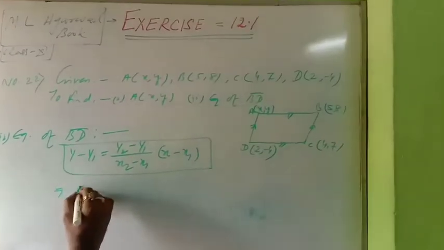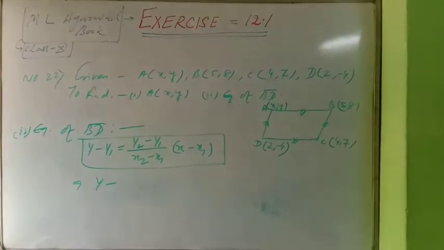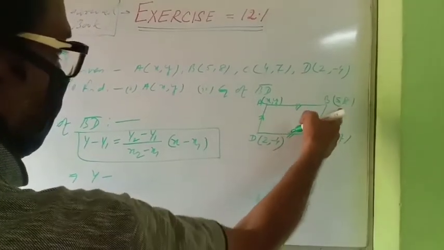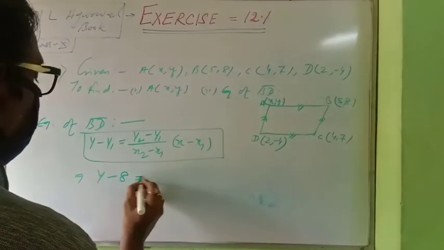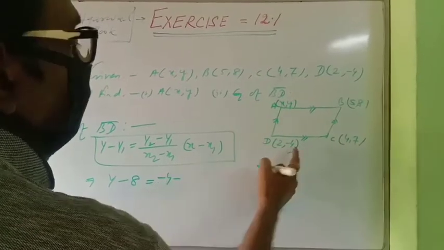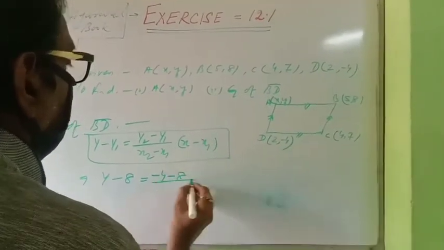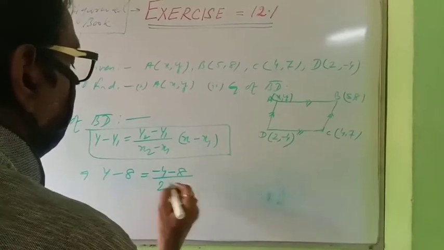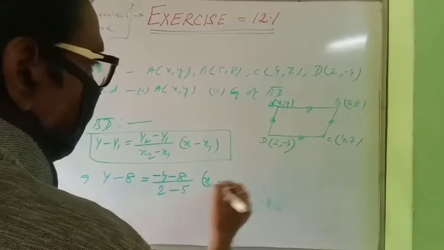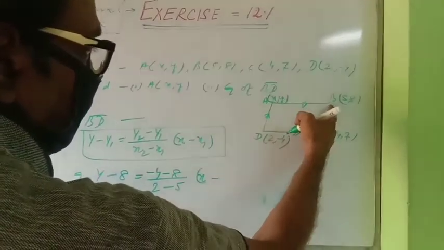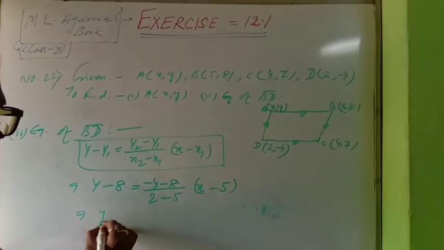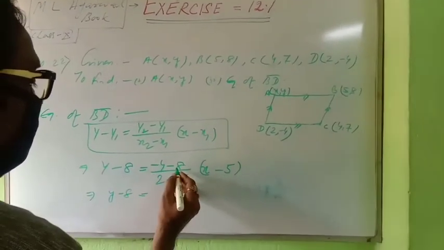Now put the value. You can take any one as x1, y1. I am taking B as x1, y1. That is, y1 will be how much? 8. y minus 8. Now y2 minus y1. y2 is how much? -4 minus y1, that is 8. By x2 is what? 2 minus x1, that is 5. Then x minus x1. I have taken B as the first point, that is 5. Now tell me, y minus 8. This will be what? -12.